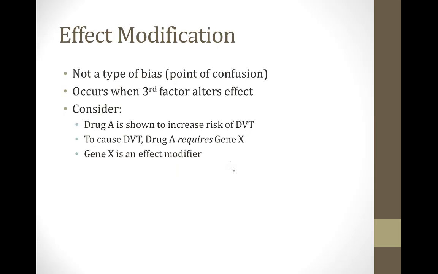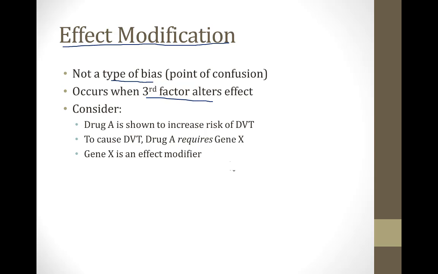What I'd like to talk about next is a very high yield concept called effect modification. An effect modifier is not a type of bias, and that's often a point of confusion. I'll clarify this in a minute. Effect modification is, however, something that alters the results of a study, and this occurs when a third factor alters the effect or outcome of a study.